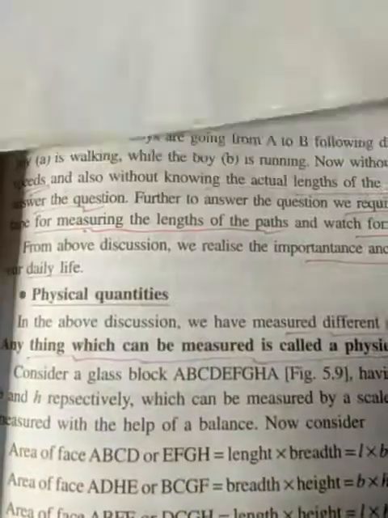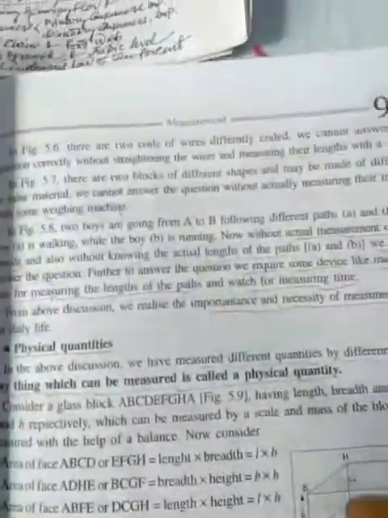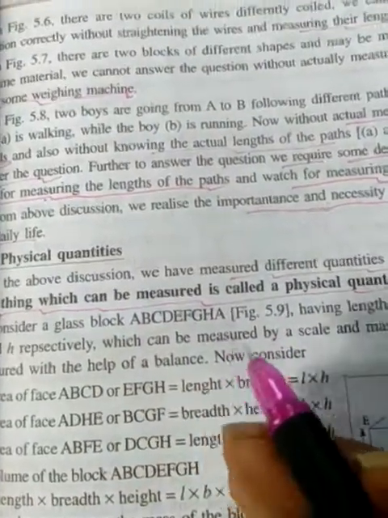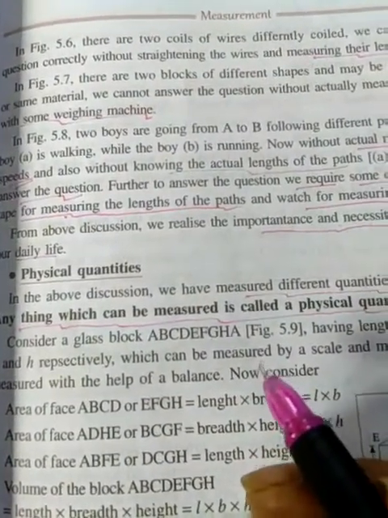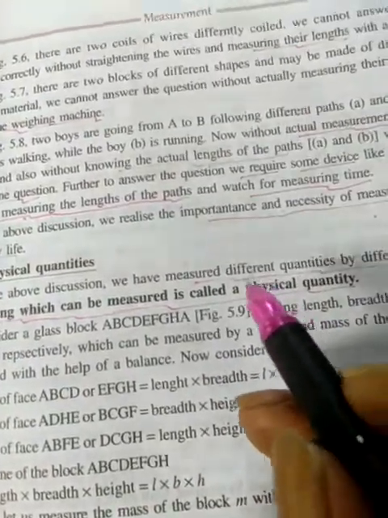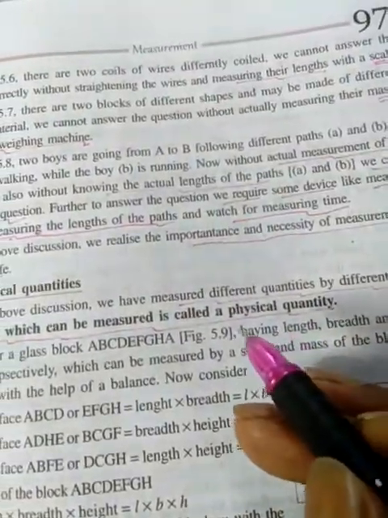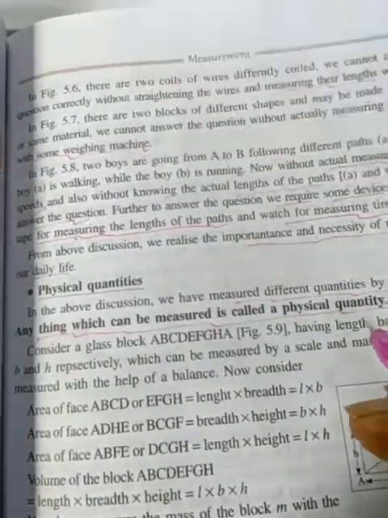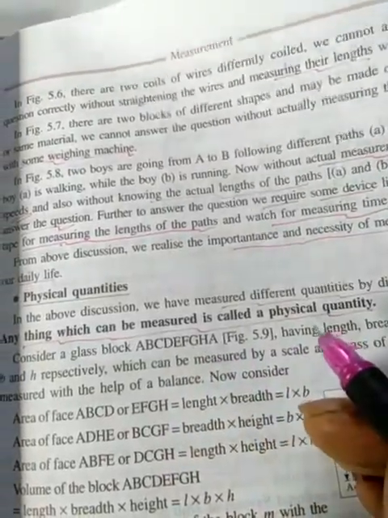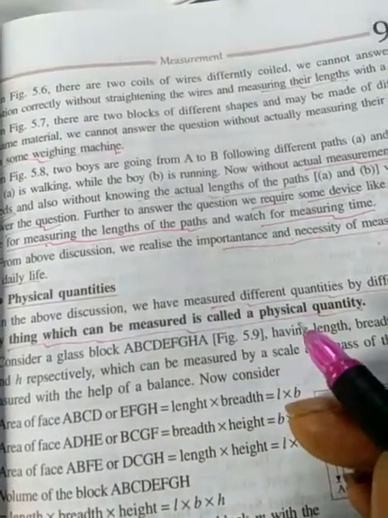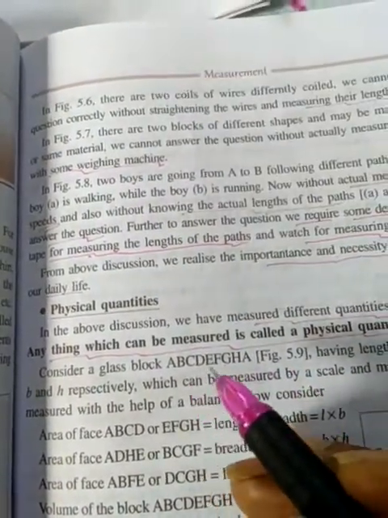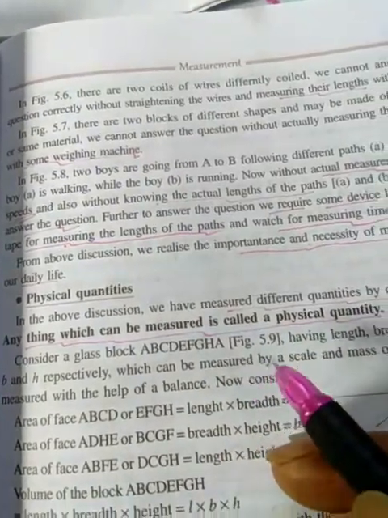I would like to discuss from your own book, page number 97. The first topic is the physical quantity. First we have to know what we mean by a physical quantity. We can measure different quantities by different devices. Anything that can be measured is called a physical quantity. So what is a physical quantity? A physical quantity is something that can be used to measure anything. Clear?